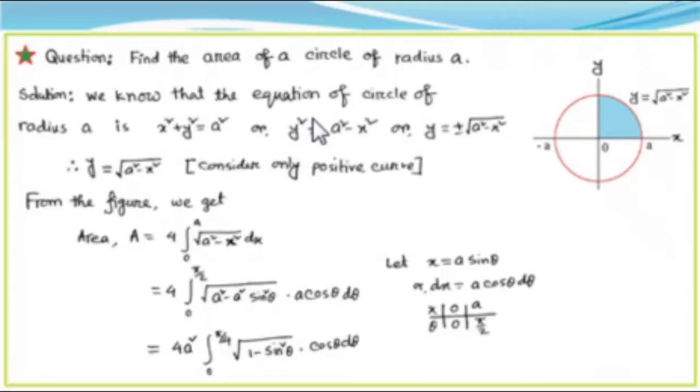Therefore from that equation you get y equals to plus minus square root of a square minus x square. Here there are two functions. One is upper function, another one is lower function. Upper half equation is y equals to square root of a square minus x square, and the lower half equation is y equals to minus square root of a square minus x square. Here we just consider upper function of the circle. সার্কেলের দুটি ফাংশন, উপরের ফাংশনটুকু আমরা কনসিডার করেছি, that is consider only positive curve.